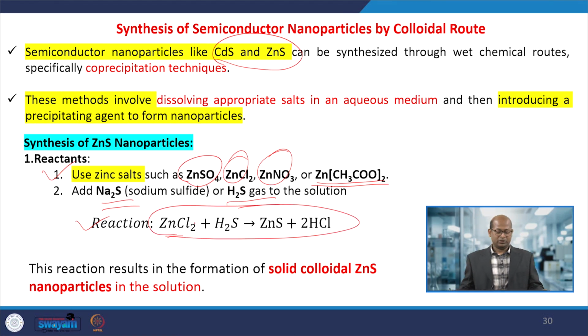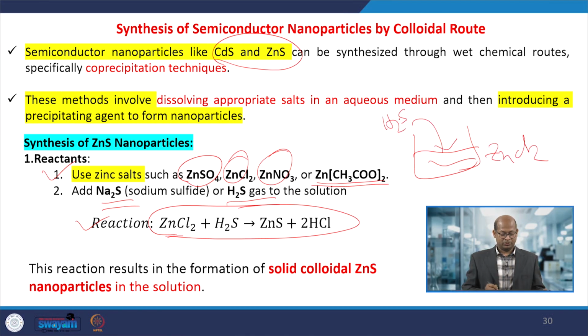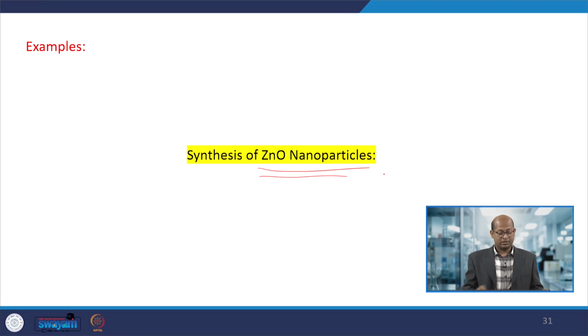Basically the precursor will be taken, and then H2S or sodium sulfide will be passed through the solution. Zinc chloride will be taken, and the H2S or sodium sulfide Na2S reagent will be added, and then the reaction takes place and zinc sulfide nanoparticles form in the solution. Another example is zinc oxide nanoparticles.